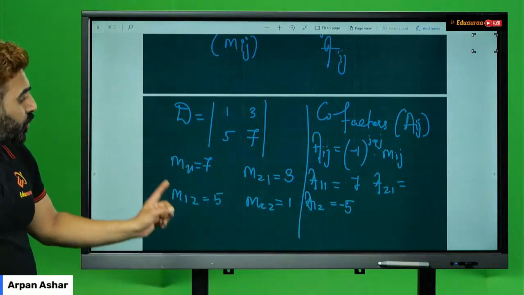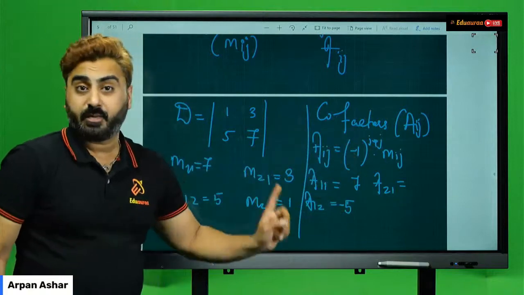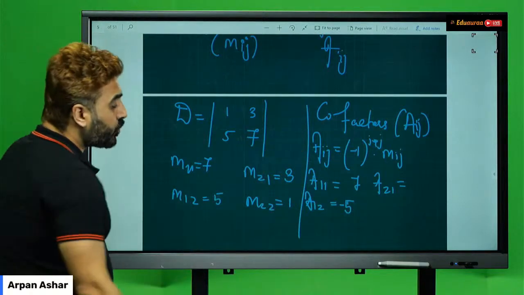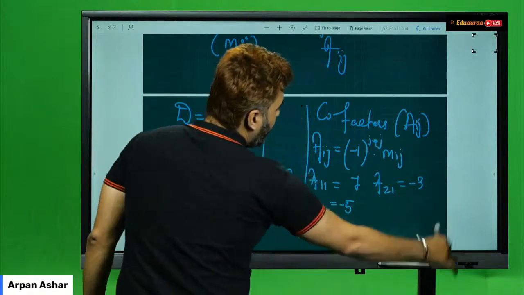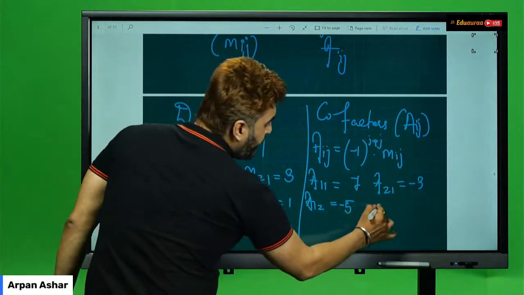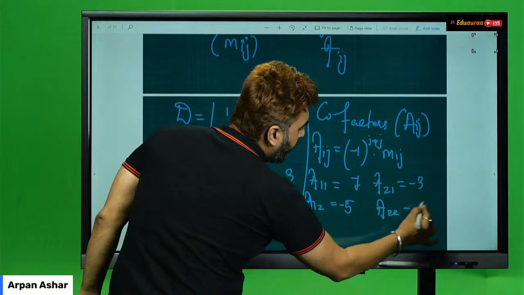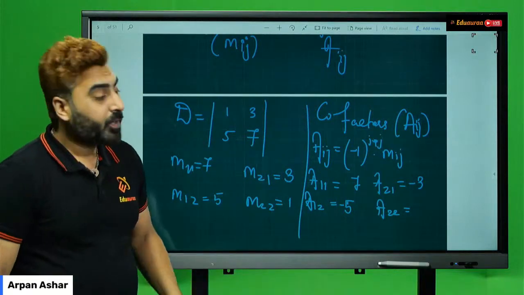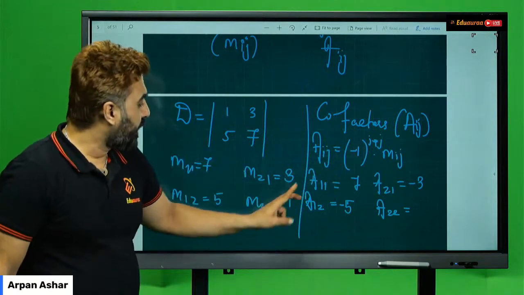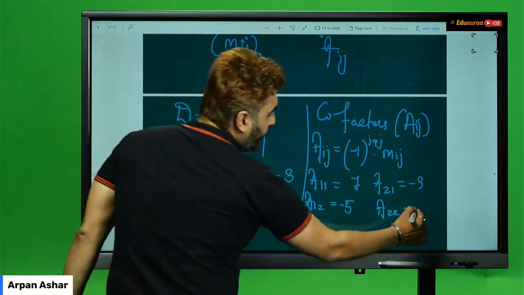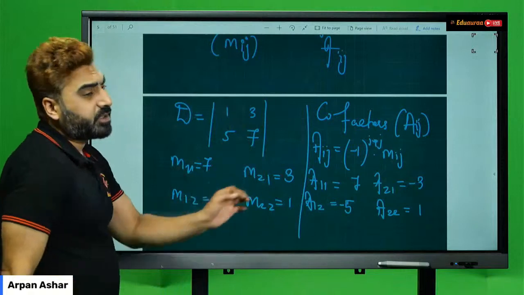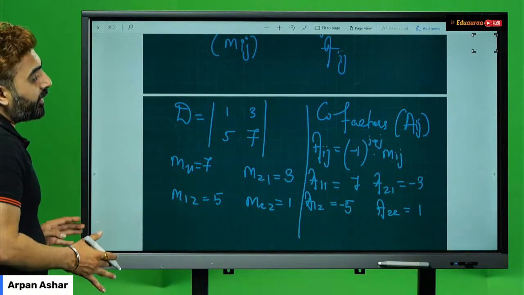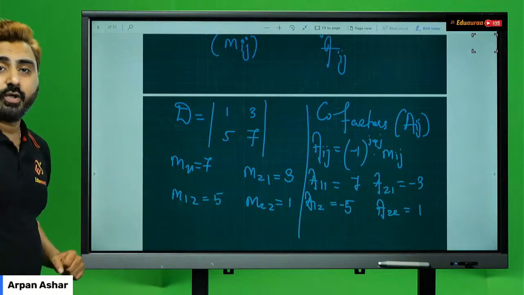A21 we have to find. So -1 raised to 3, that is minus into M21. M21 क्या है? 3 है. So A21 हो जाएगा -3. Then we need to find A22. So -1 raised to 2 plus 2, that is -1 raised to 4, positive. M22 क्या है? 1 है. So this will be 1. And this is how we find cofactors. ये हुआ cofactors and minors for 2/2.